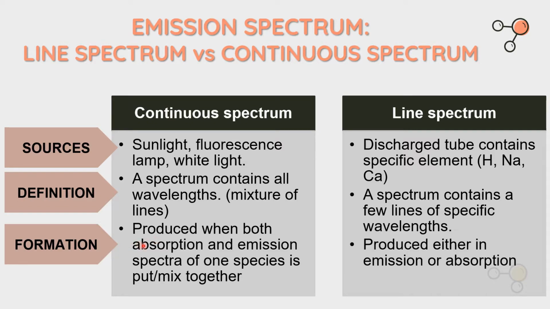For continuous spectrum, it is produced when both absorption and emission spectra of one species are mixed together. Meanwhile, line spectrum can be produced either in an emission or absorption reaction.